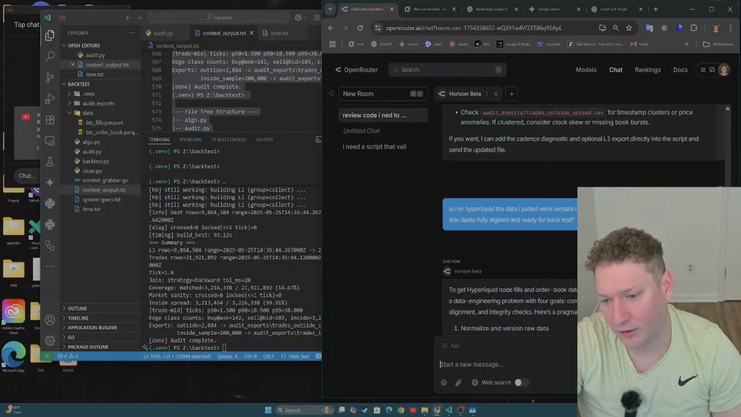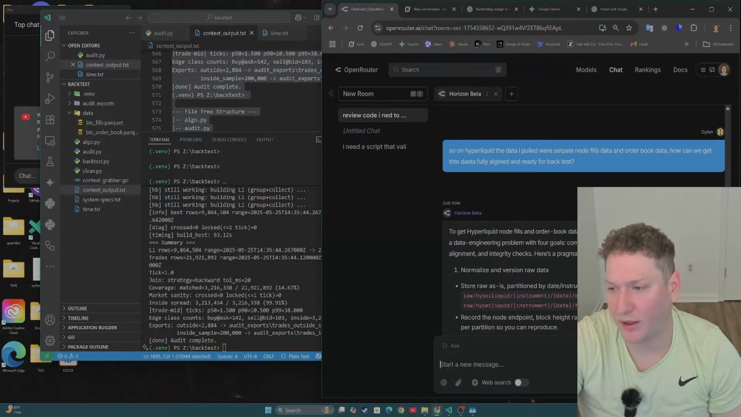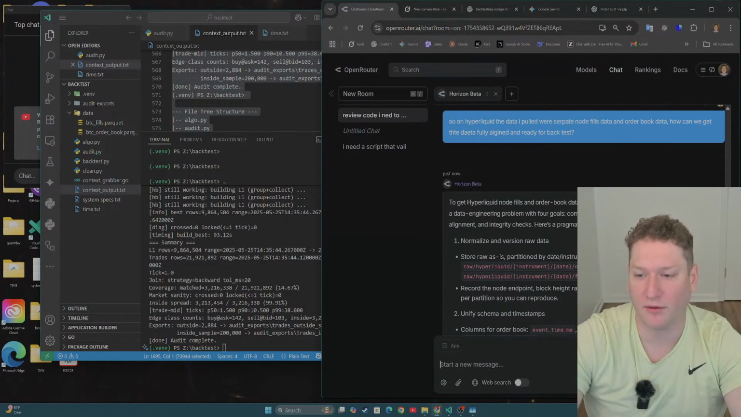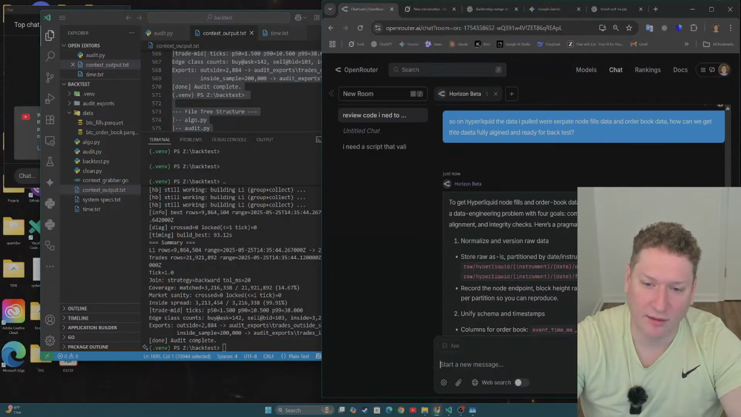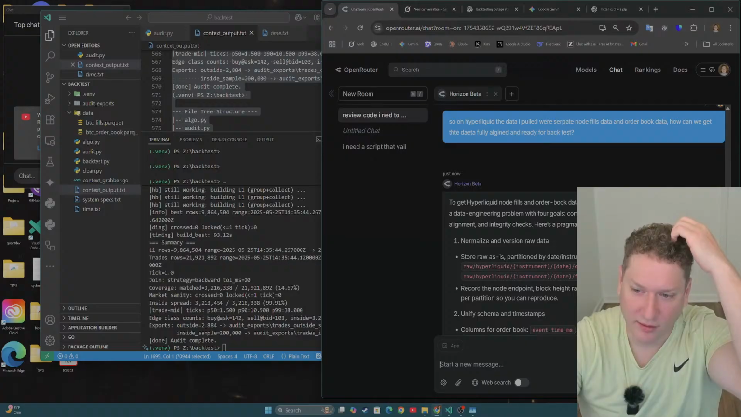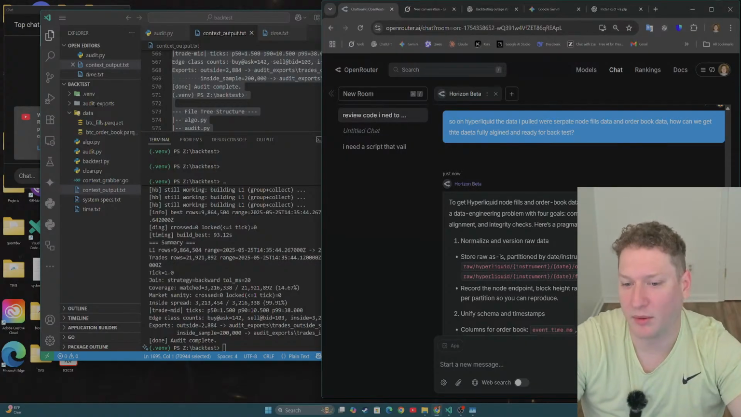To get Hyperliquid node fills and order book data fully aligned and ready for backtesting, treat it as a data engineering problem with 4 goals. Common time base, consistent schema, causal alignment, and integrity checks. Here's a pragmatic workflow you can implement.